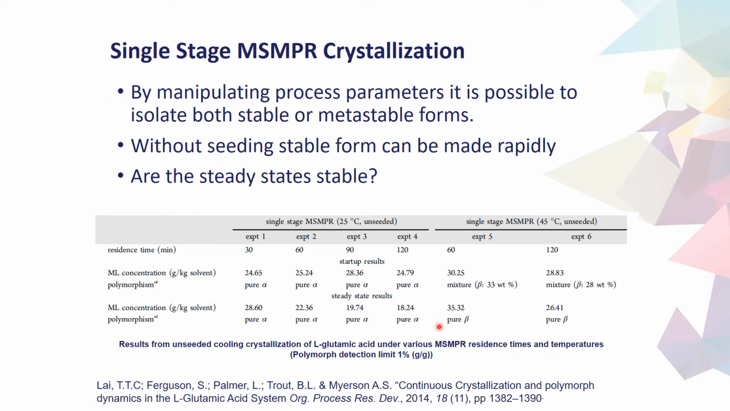However, this begged a couple of questions. So first of all, were these steady states stable steady states? So we talked already about how you get oscillatory steady states that would go up and down. So are these steady states that are achieved in the crystallizer going to continually and perpetually produce pure beta or pure alpha, which would be desired for use in API crystallization?